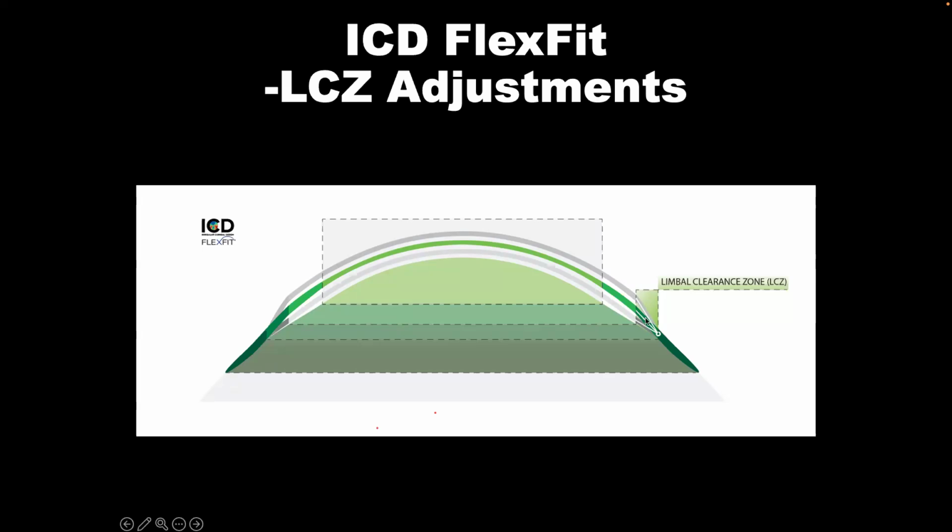So by changing the limbal clearance zone, look here, you can see that it affects zone 2 and the central zone, but it doesn't affect the landing zone. So it will always affect the upper side of the lens instead of the lower part.